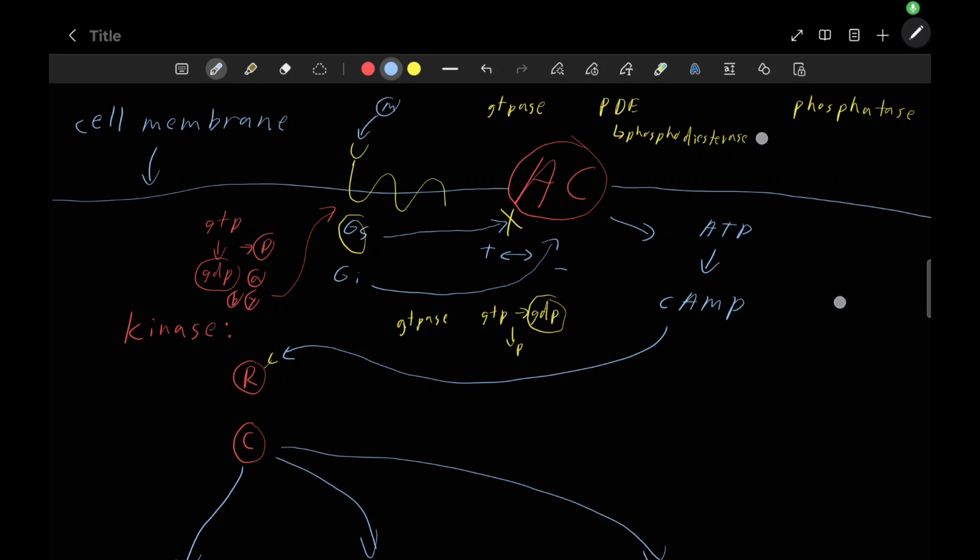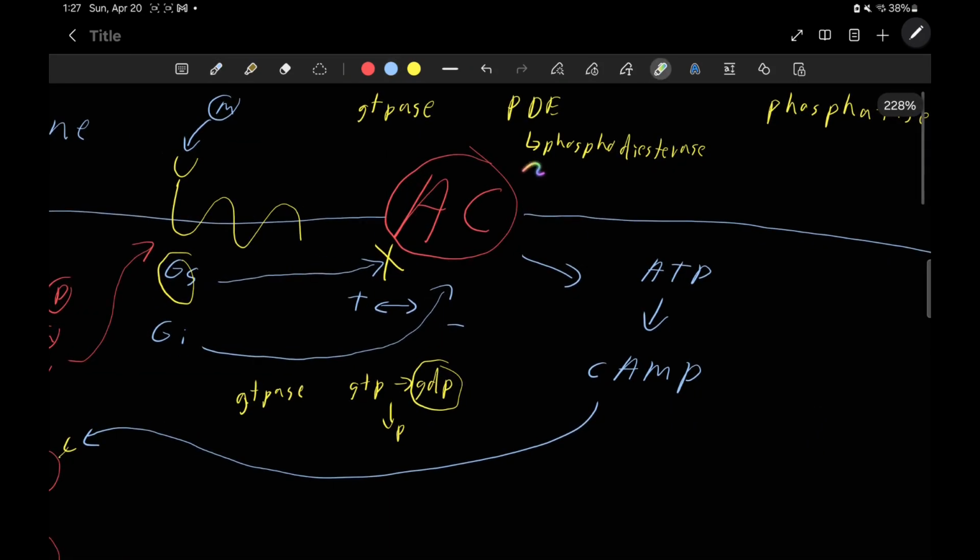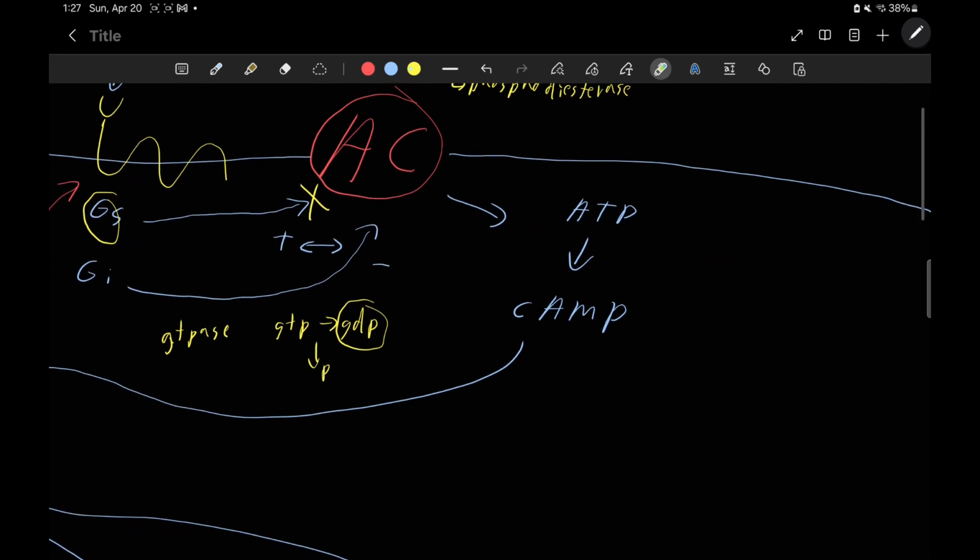So the next enzyme we got is phosphodiesterase, and this enzyme is a terminator of cAMP. So phosphodiesterase comes along and it turns cyclic AMP into just AMP. Whereas cAMP has this cyclic component, so it has a cyclic structure, maybe something like this, it gets turned into just a non-cyclic structure.